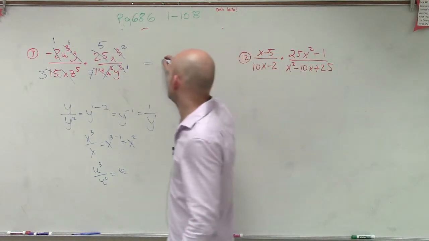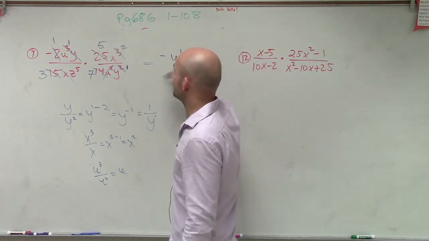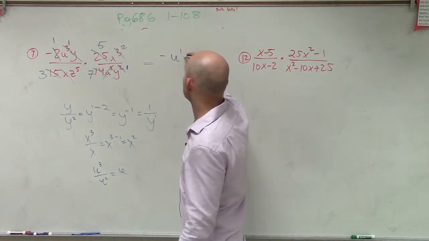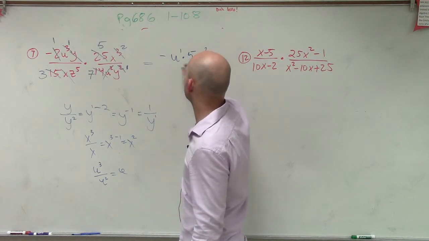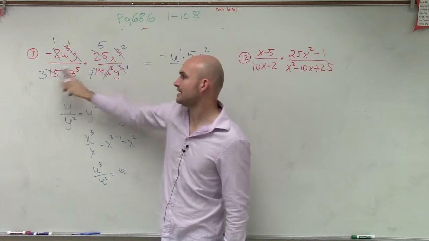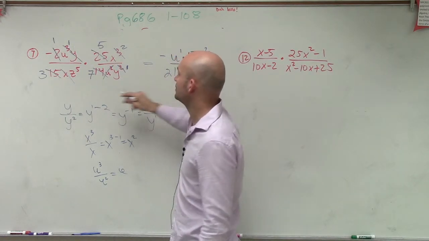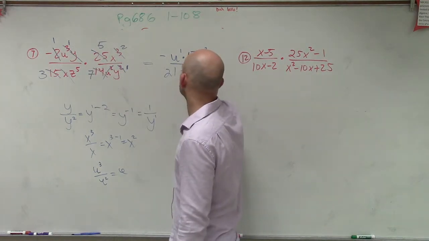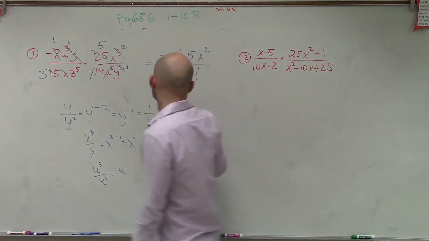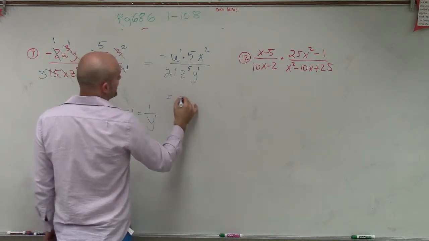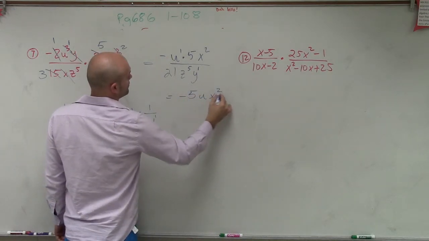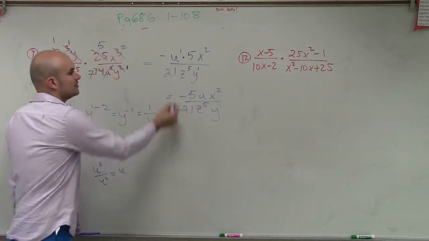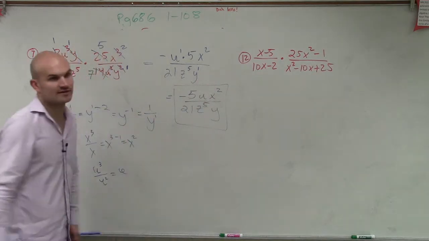But now I have a negative u to the first power, that y got divided out, times 5 times x squared, all over 3 times 7, which is 21. Then I have z to the fifth and y to the first. Usually we'd rewrite this as negative 5u x squared over 21 z to the fifth y. And at this point, I cannot simplify it any further. Yes?